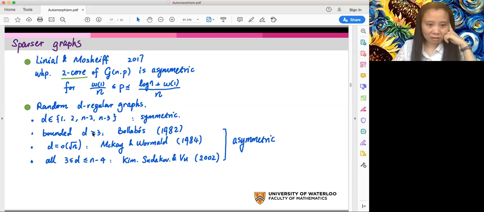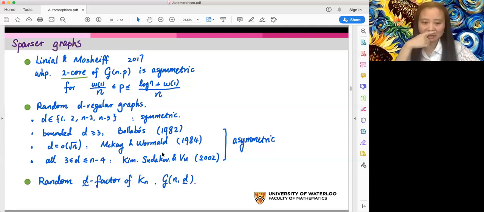And starting with d at least 3, Bollobás showed that with high probability it's asymmetric. And the proof only works for bounded d, so d doesn't grow with n. McKay and Wormald got the result when d is of smaller order than square root of n. And then finally, in 2002, Kim, Sudakov, and Vu proved all d. So for all the d that's not included here, they show that random d-regular graphs are asymmetric. So in other words, random d-regular graphs are asymmetric except in trivial cases.